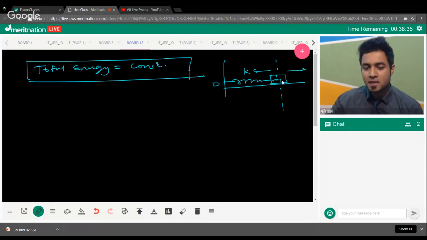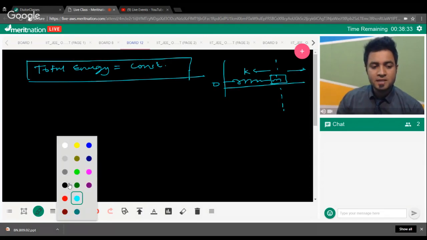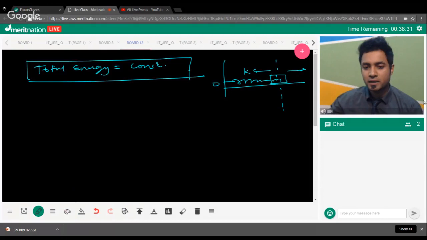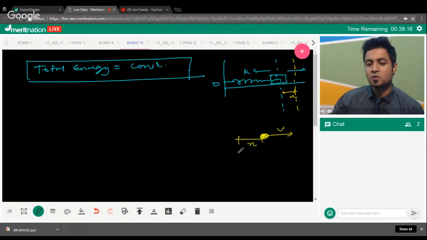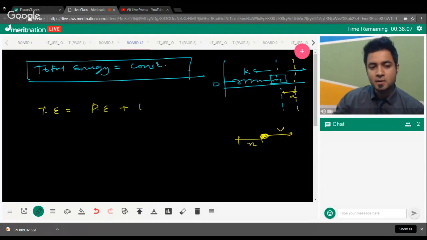Suppose it is being stretched by a small distance like x. So this particular mass will have both the velocity as well as it has been stretched by a small amount x. So the entire system may have potential as well as kinetic energy, isn't it? So the total energy, I'm going to write it as potential energy plus kinetic energy, right?